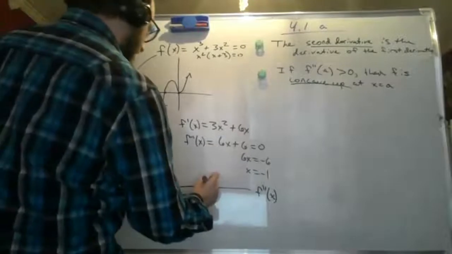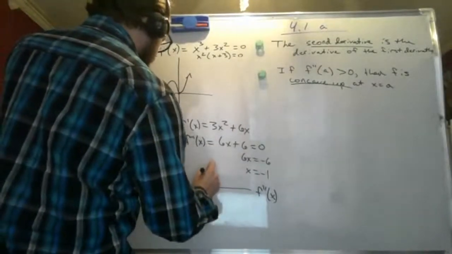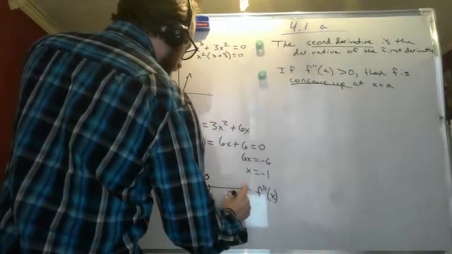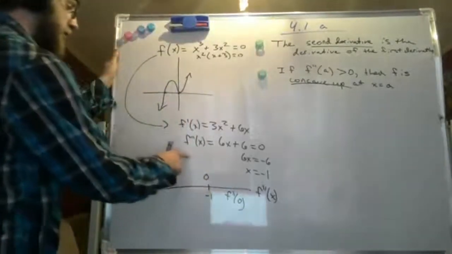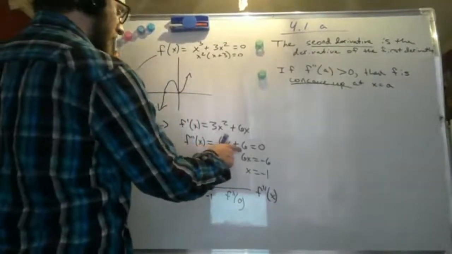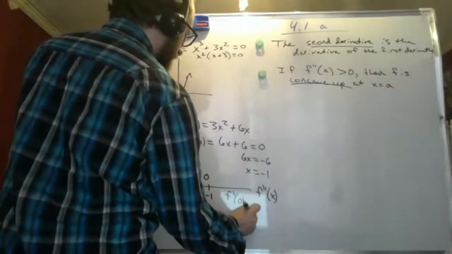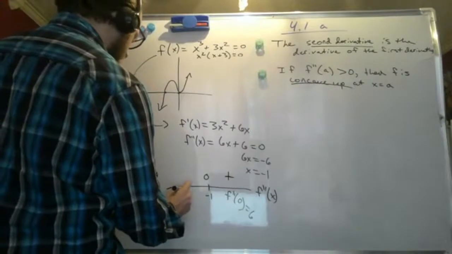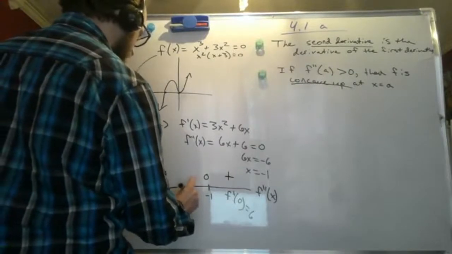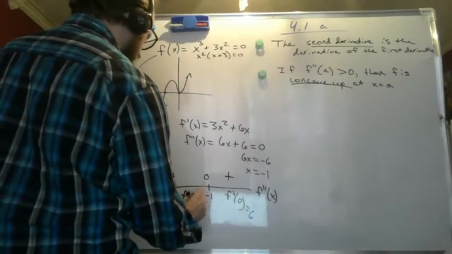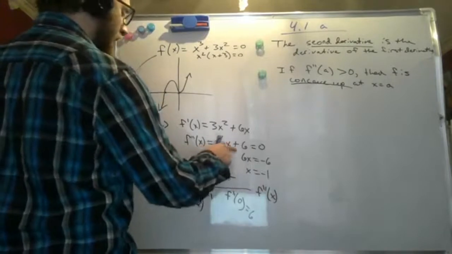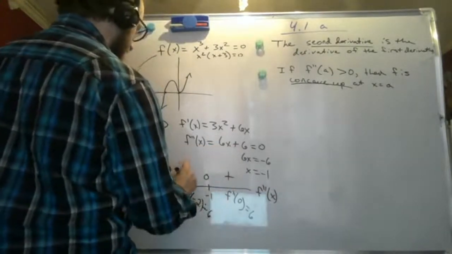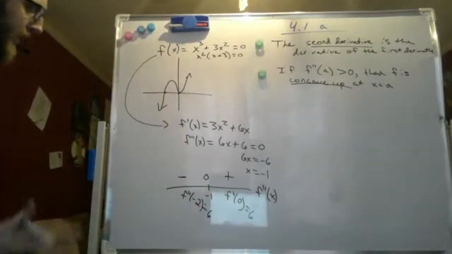So we have this -1 point where it's 0. And just as before, I'm just going to pick numbers to the left and right. So f double prime of 0 is going to be a 6. So that's positive. Over here to the left, if I plug in -2, then f double prime of -2 is going to be -12 plus 6, which is -6. So that's negative.